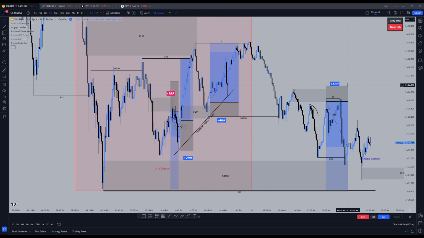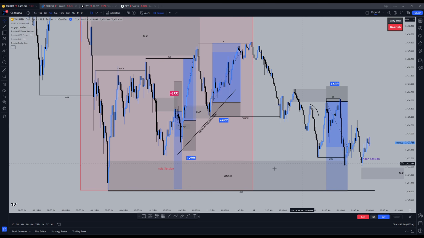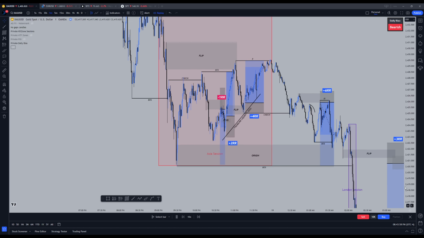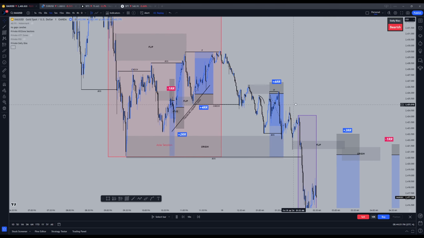So we had that trade right there. 6R targeting the week low, like I said. And now if we play price out, came into London session, kill zone for me.